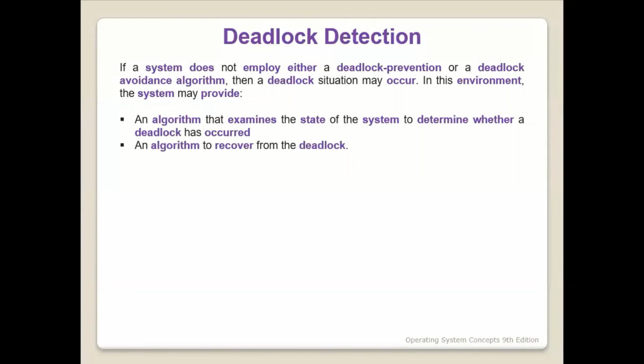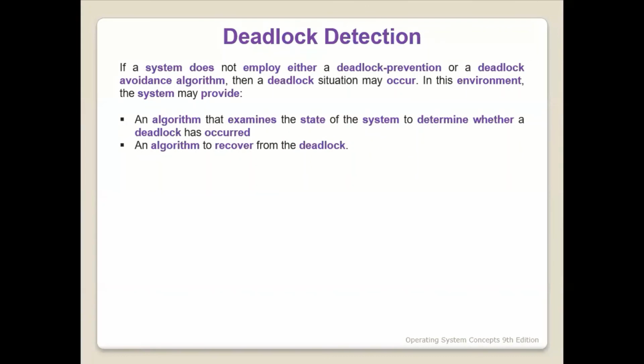So next, let's assume that our operating system doesn't have a deadlock prevention technique or a deadlock avoidance technique, and a deadlock situation will happen. Of course, if your operating system doesn't have the prevention or avoidance algorithms, you may end up with deadlock.